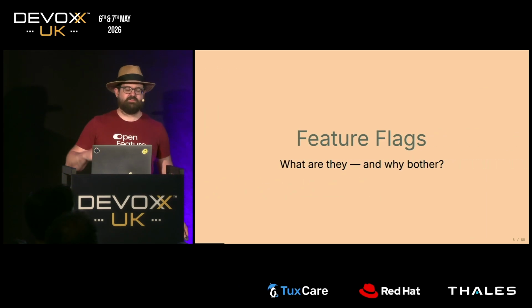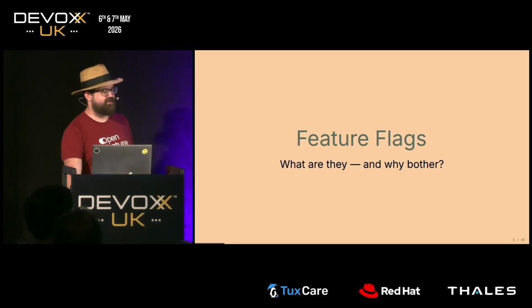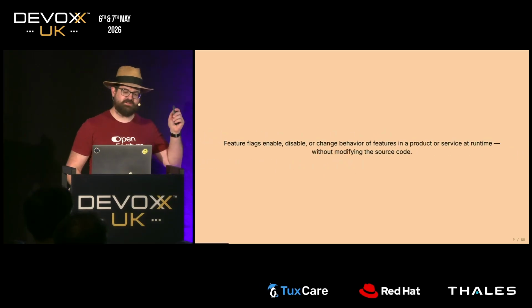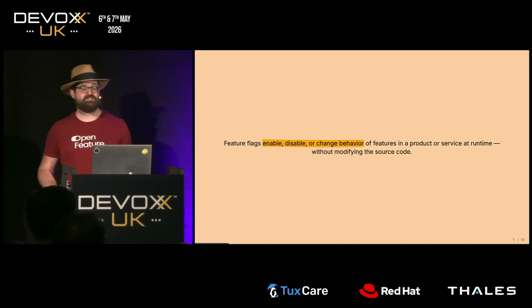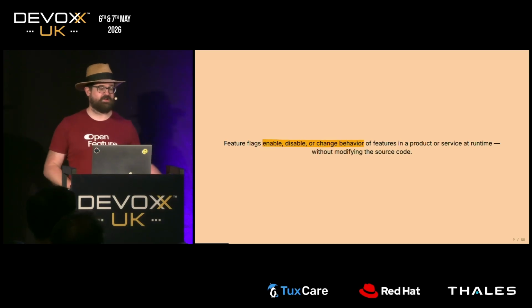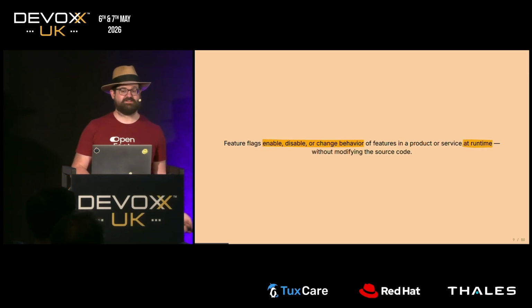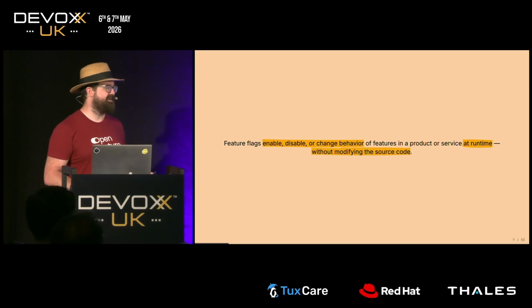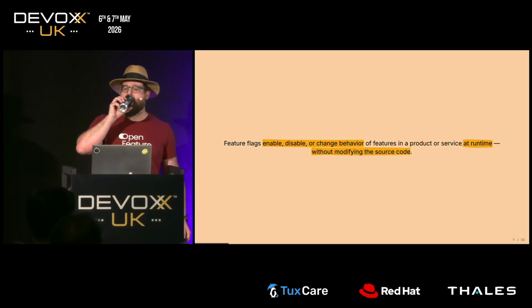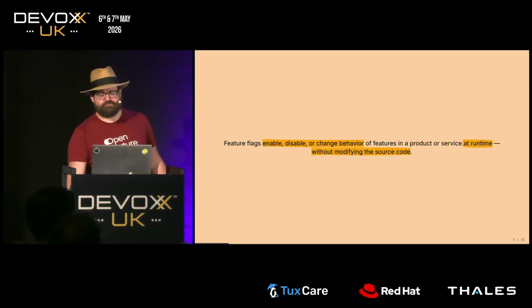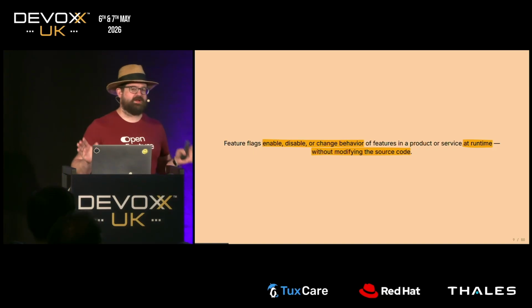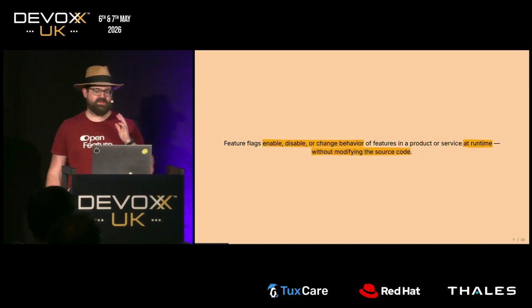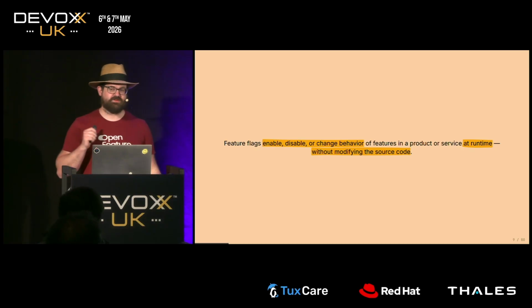So, feature flags. Generally, we define feature flags as the methodology to enable, disable, or change the behavior of features in a product or in a service during runtime. That means we are not modifying the source code. And there are multiple reasons why we want to do that. So feature flagging, a lot of people have different kinds of opinions on what they're used for.